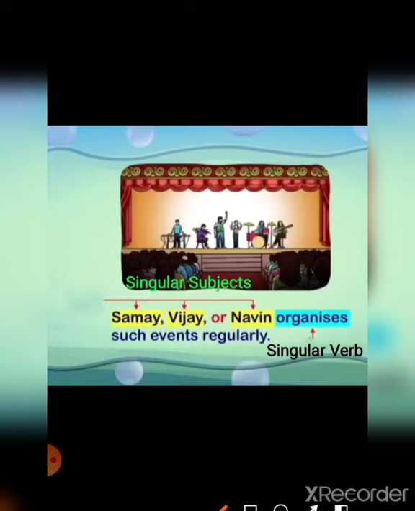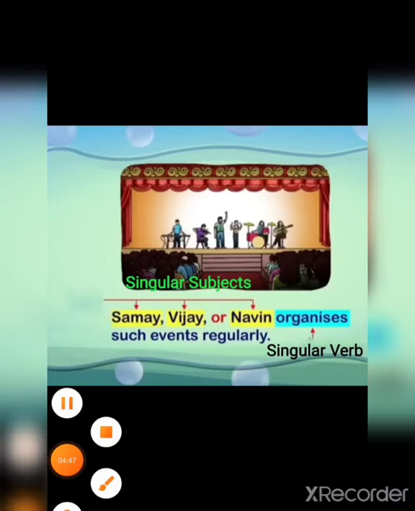So here singular subjects: Samay is singular, Vijay singular, Navin singular. All these singular subjects are joined by or. So whenever the word or is there, then a singular verb will follow. Organizes: after the main verb you have to add s or es, because it is a singular subject.